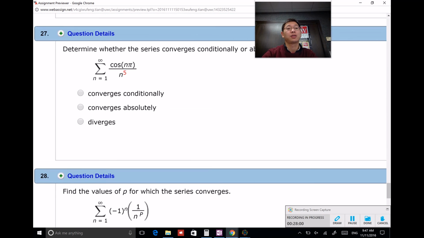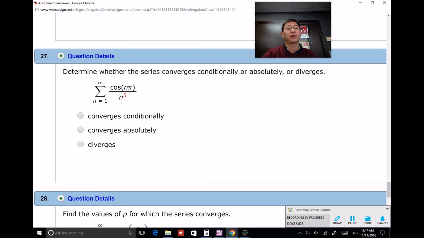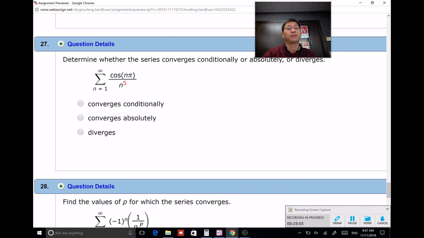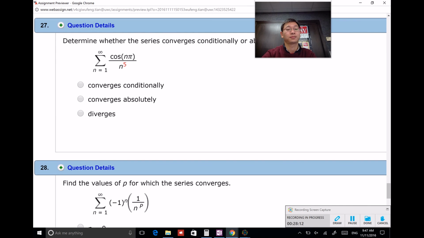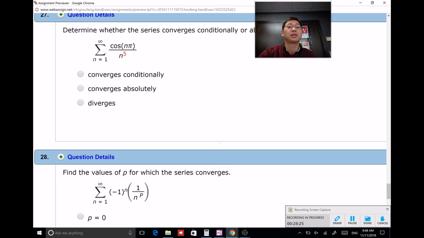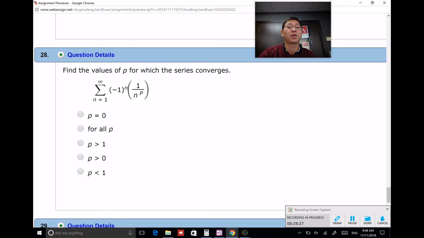Perfect. So 27. Joshua, could you please tell me 27? It converges absolutely. If you take the absolute value, you get 1 over n to the 5, which then converges because it's a p series with p equals 5. That's perfect. 28.